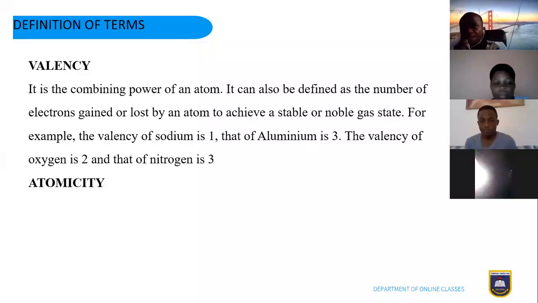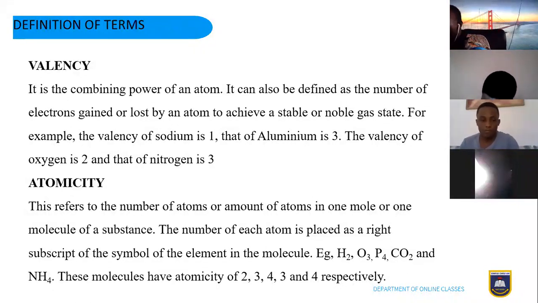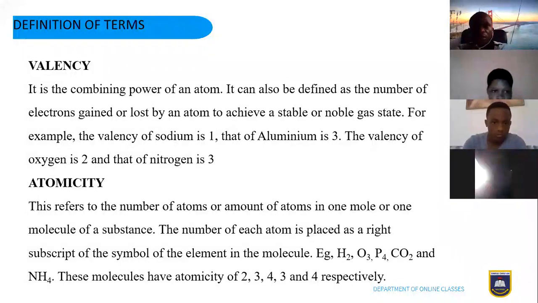So look at atomicity. It refers to the number of atoms in 1 mole or molecule of a substance. The number of each atom is placed as a right subscript of the symbol of the element in the molecule. So anytime you see a compound or a molecule, the number of atoms in it is the atomicity of that molecule or compound.